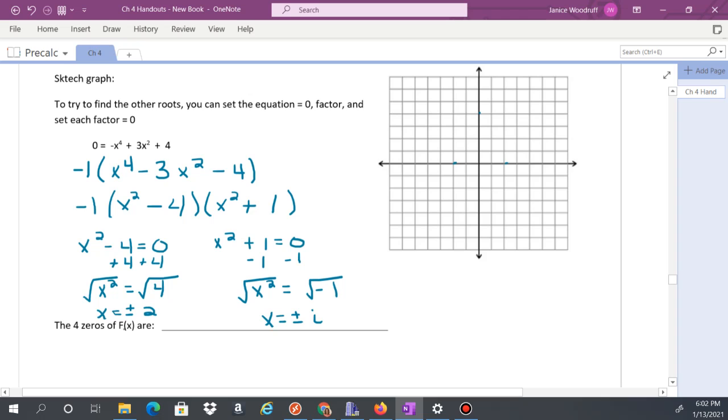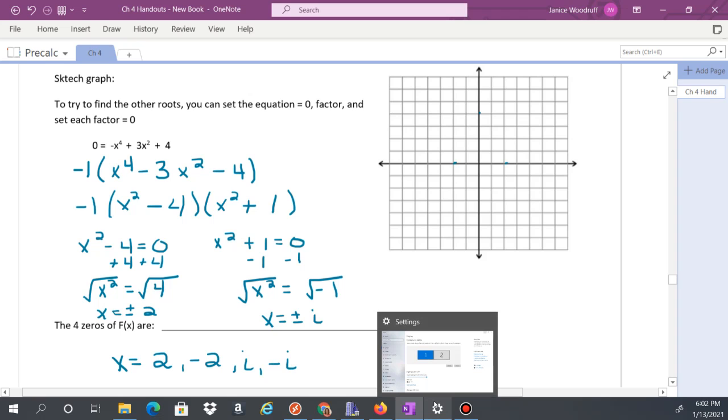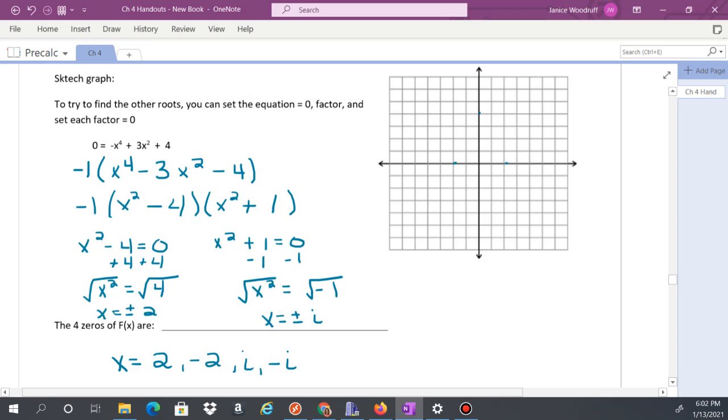So we have our zeros. We've got 4 of them, just 2 of them are ones that we can see. So you have 2, -2, i, and -i. And then the thing about the imaginary zeros, because you're taking the square root, they're always going to come in pairs. You're going to have a plus and a minus.